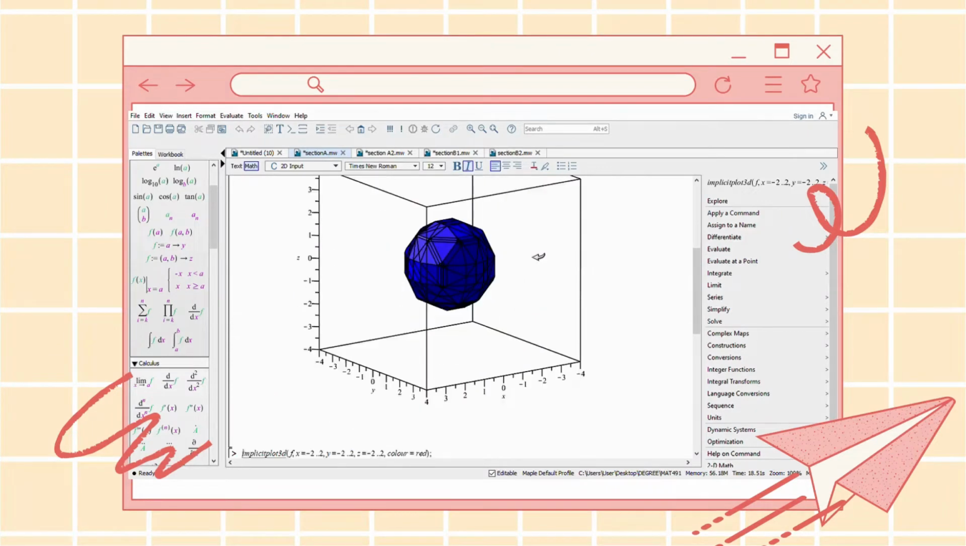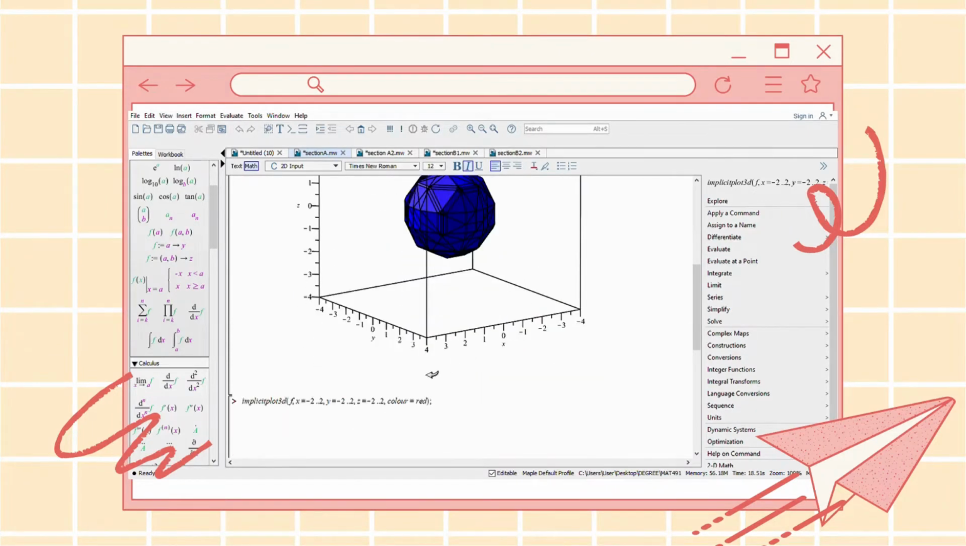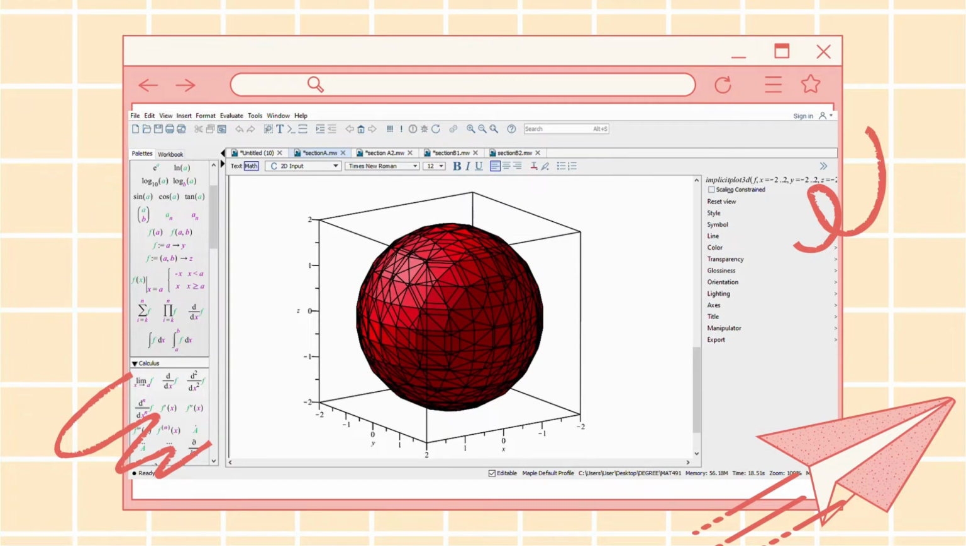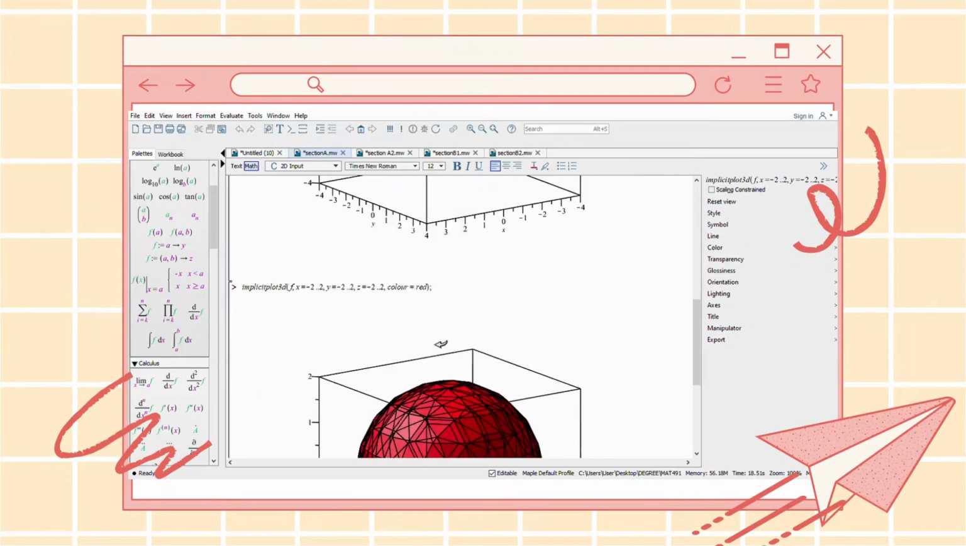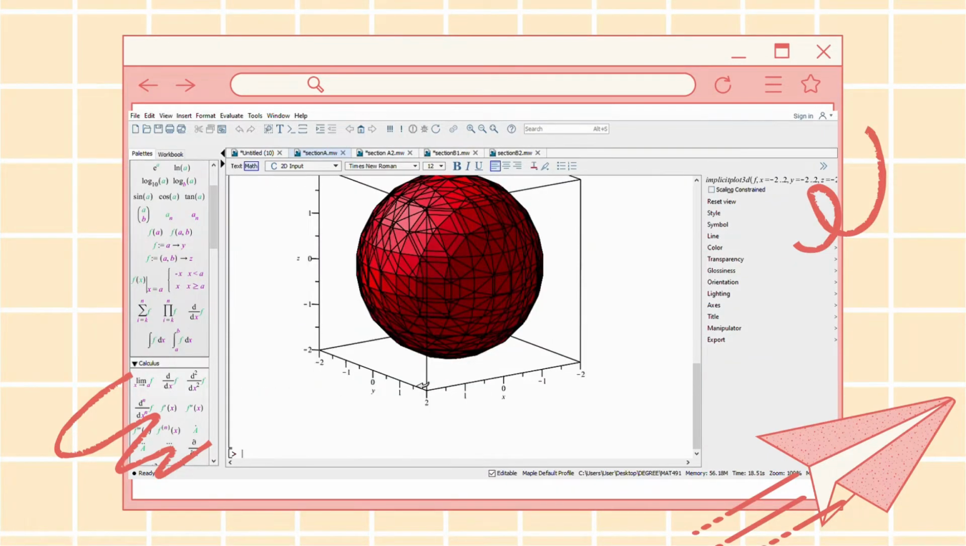Now let's take a look at another example. If I change the limit, using the same function, implicit plot 3D, f, I change the limits to -2 until 2 for x, y -2 until 2, z -2 until 2, and the color I change to red. Semicolon, enter. So this is how it looks. As you can see, both of the outputs turn out similar, and the name of the surface is sphere.